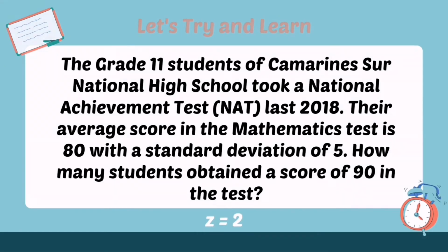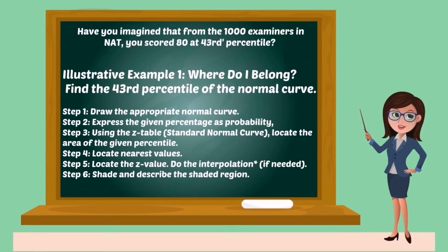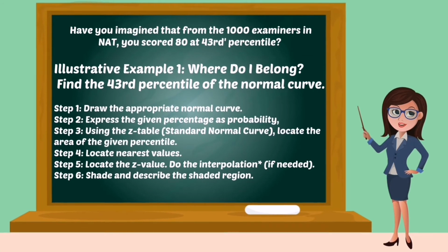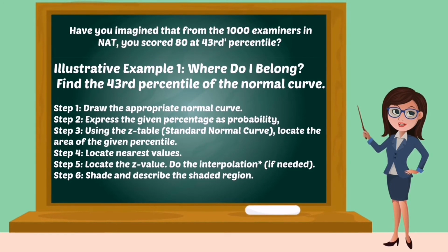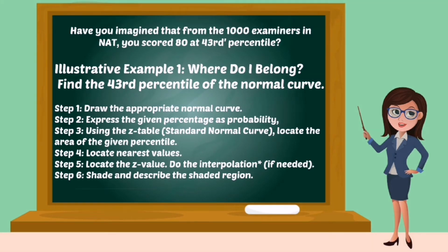Very good. Now let us have a percentile problem. Imagine that you have 1,000 examiners in the NAT and you scored 80 at 43rd percentile. How are you going to find the 43rd percentile in the normal curve? Let us follow these steps.